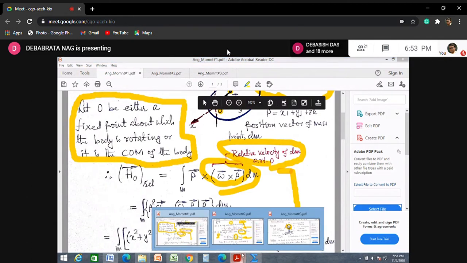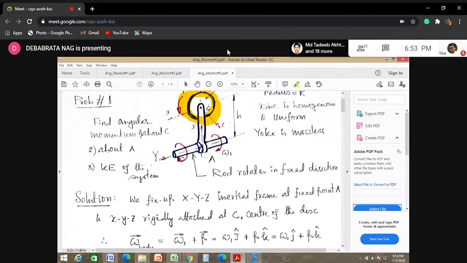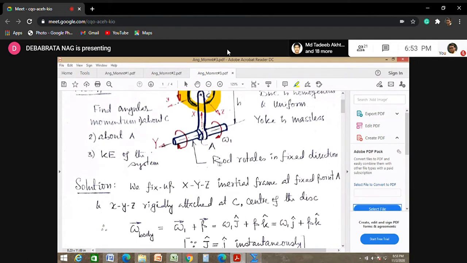So although this point A is a fixed point, I find that this body is not actually rotating about this point. How am I getting this conclusion? That is very simple. You see this angular velocity which is rotating in this fashion. I think this arrow direction was wrong. Please rectify it. It should be the other way around, this way.